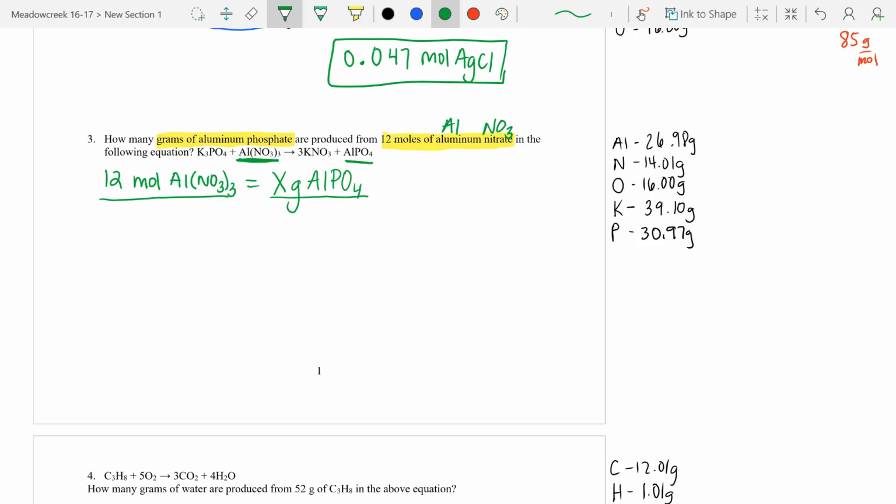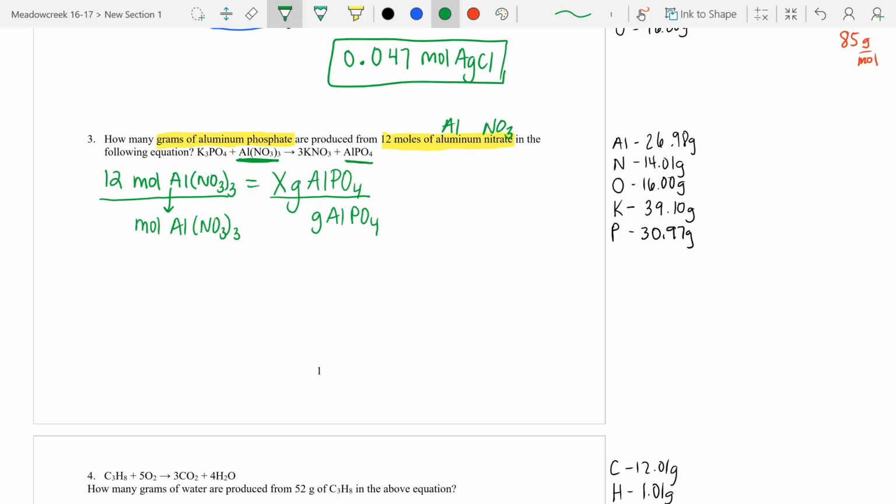So I'm going to underline this. What I have on the top, I put on the bottom. So I have moles of aluminum nitrate on the bottom, and I have grams of aluminum phosphate on the bottom. Now, step 4 is we write whatever number we have by our unit.